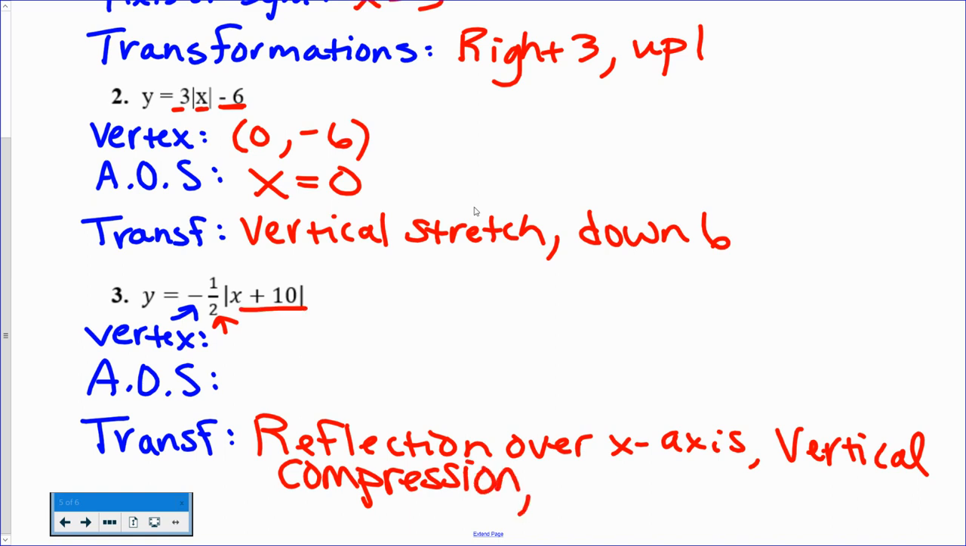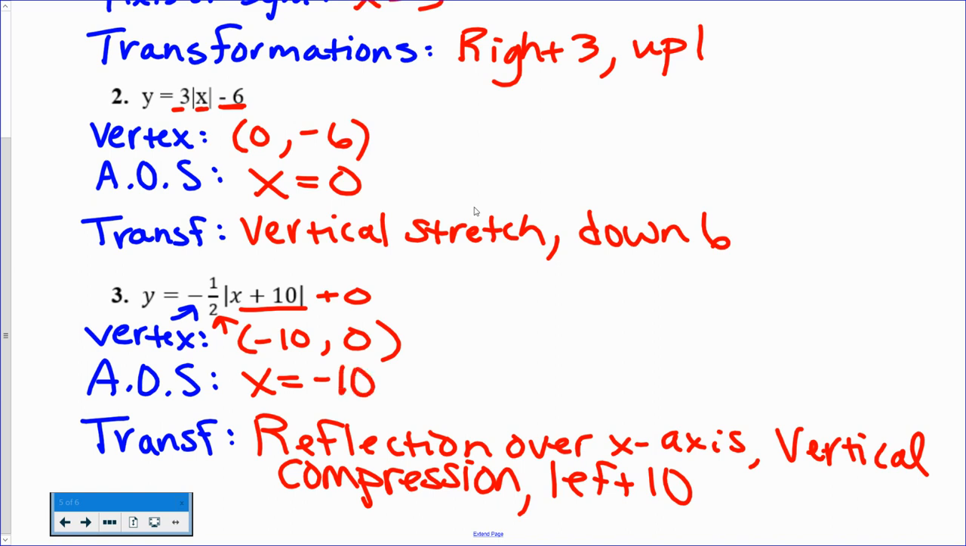And then that +10 is on the inside, so that means we're moving left and right, but the plus would move it left 10. Okay, so I'm going left 10, so -10 is that starting point. Nothing there to the right, so 0 would be the y coordinate of that vertex. Axis of symmetry must be written as x equals, and then it's going to go through -10 as the x coordinate.